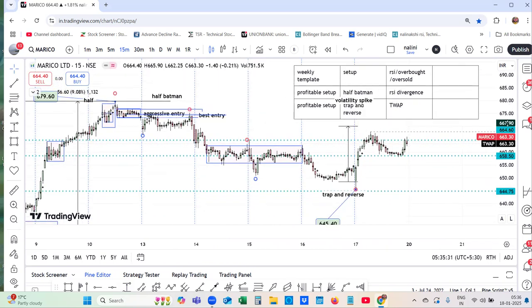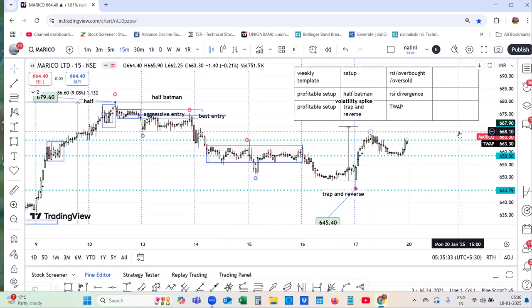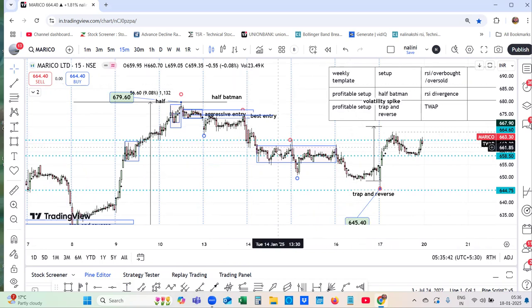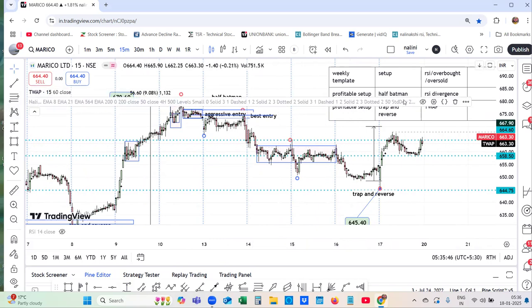So for the recognition of this setup, you need to have a 7-step routine for high performance trade, that is making a weekly template. Let me enable my indicator.